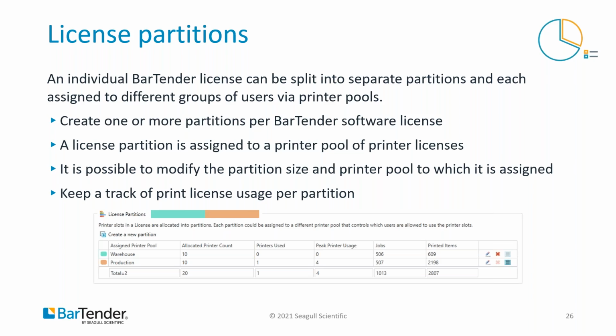But if I wish to change that later on, then I can just click on the edit icon and modify it. So maybe 8 for the warehouse and 12 for the production. So you can modify it as your business needs change. And also from here, we can keep track of printer license usage. I'll show you that in just a moment.